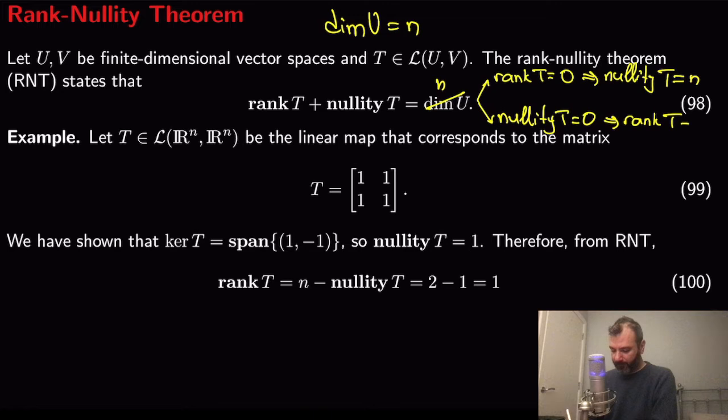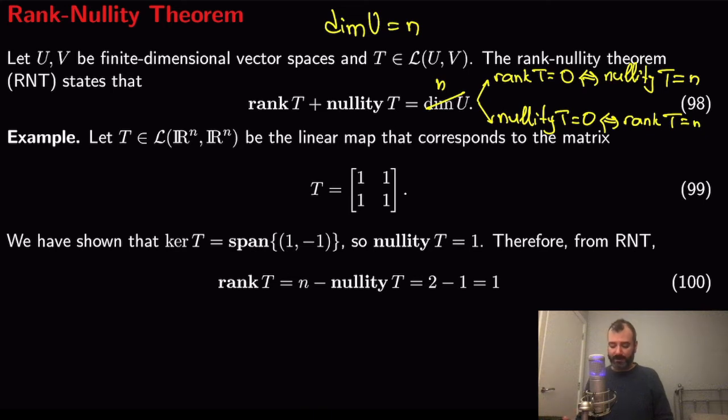The rank of T is equal to N. In fact, these are equivalences. So if the rank of T is very, very small, if the rank is 0, the nullity is very big, it is N. And if the nullity is very small, then the rank is very big, it is equal to N.